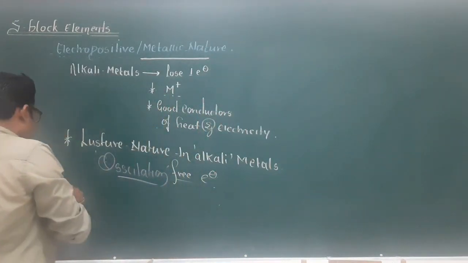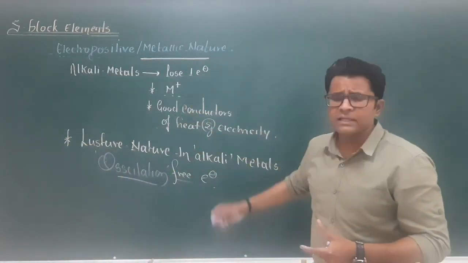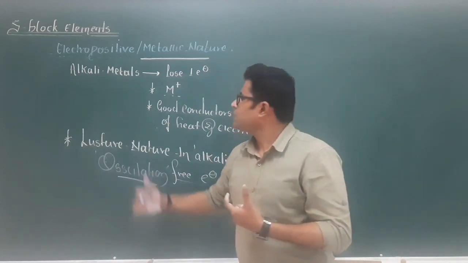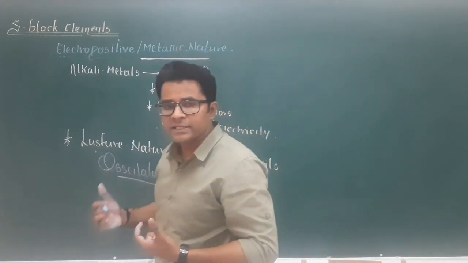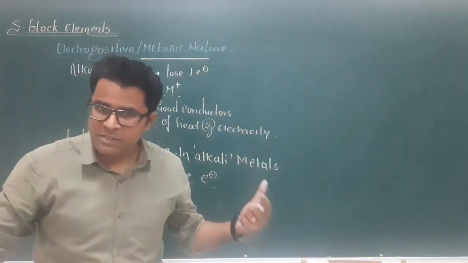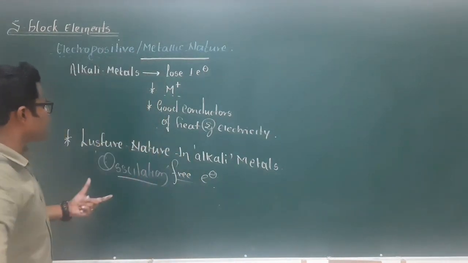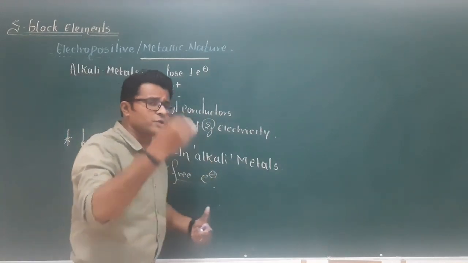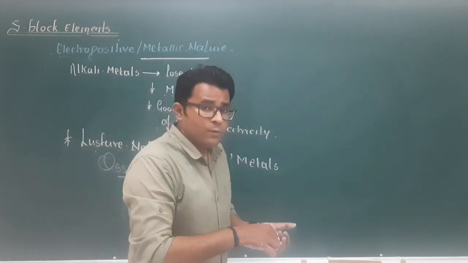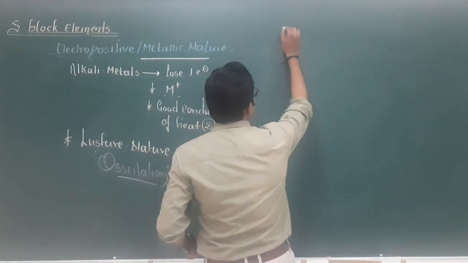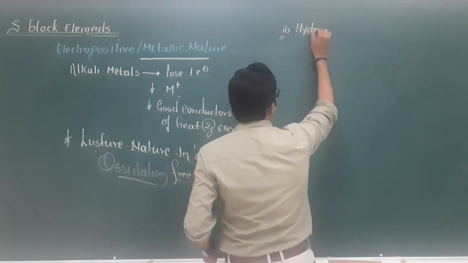So the electropositive nature of these alkali metals is because they have a tendency to lose an electron in order to form monovalent ions. These are very good conductors of heat and electricity. An important factor is the lustrous or shining appearance, which is because of the oscillation of the free electrons present in the metals. Now we shall continue with the next one, and that is going to be the hydration enthalpy.